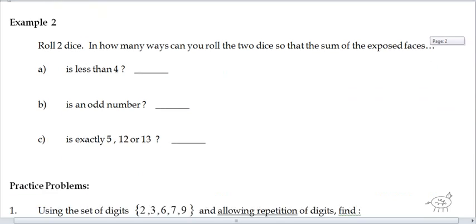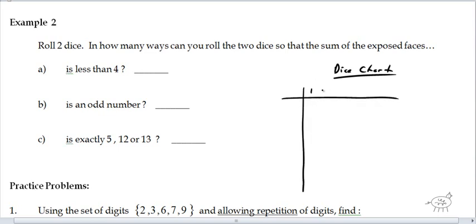Example 2: you roll 2 dice, and how many ways can you roll the 2 dice with a given sum of the exposed faces? Here's the deal, math fans. Whenever you have a dice problem where you're rolling 2 dice, you need to make a dice chart. I'm not sure if anybody else calls it that, but I call it a dice chart. It's really easy to make.